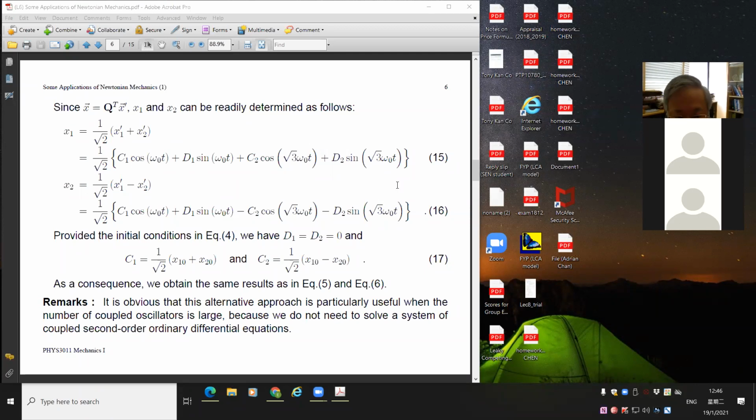Okay, any questions up till now? So this example illustrates the application of orthogonal transformation, or the diagonalization of a matrix. Okay. Any questions?